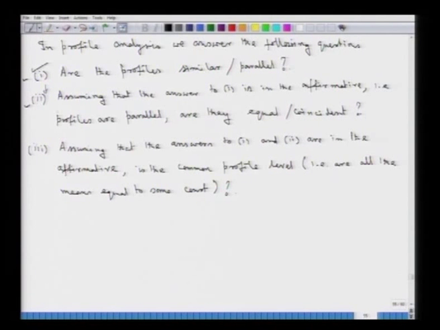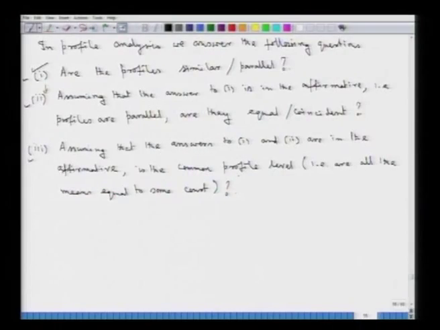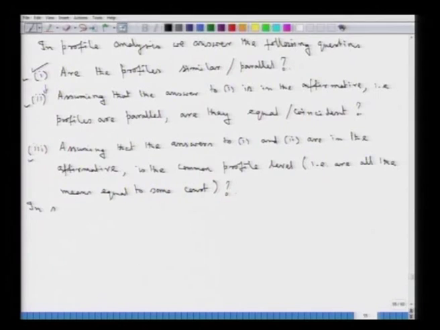Now, if the answer to this second question, whether the profiles are equal or coincident, is once again in the affirmative, that we accept first that the profiles are similar, we then accept that the profiles are equal, then we test for a level profile. Now, this is all in literature terms. We need to translate these three types of questions into statistical terms. What are these questions in statistical terms?